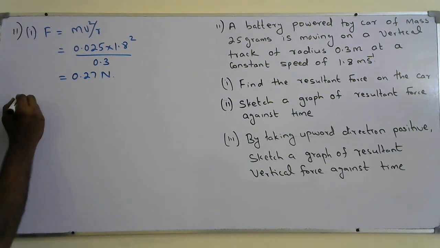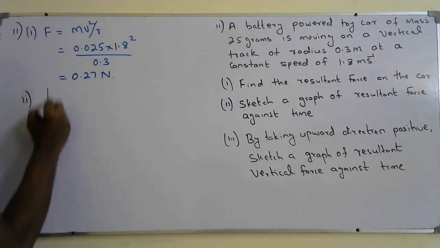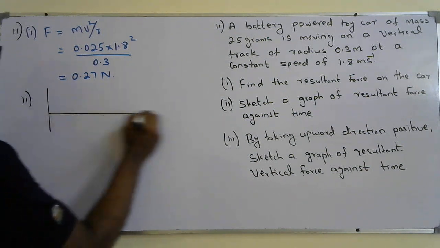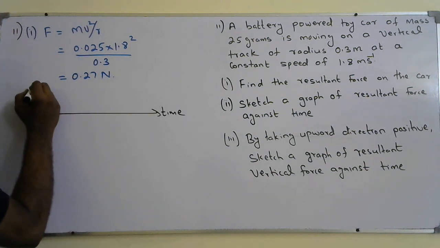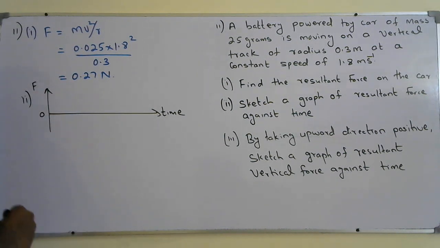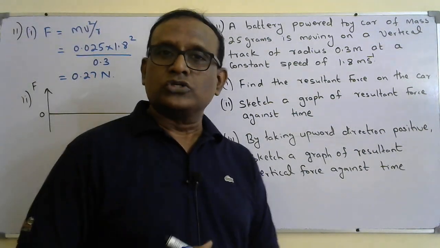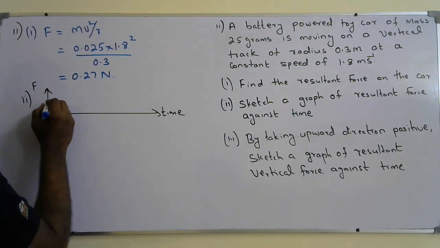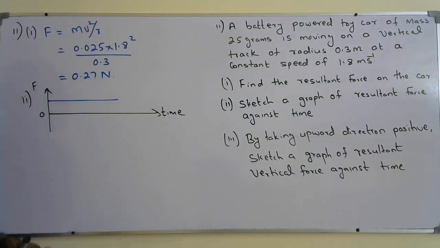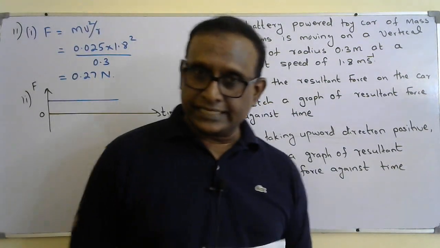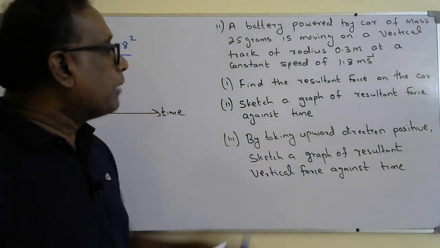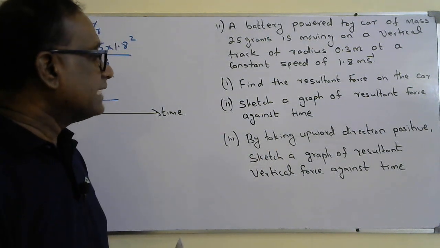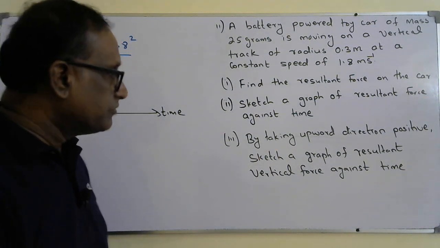So the second part, the graph: if you draw the unbalanced force against time, it will be a straight line throughout the motion. It will be a constant, so the graph will be a horizontal line. Okay, right. Third part, by taking upward direction positive, sketch a graph of the resultant vertical force.